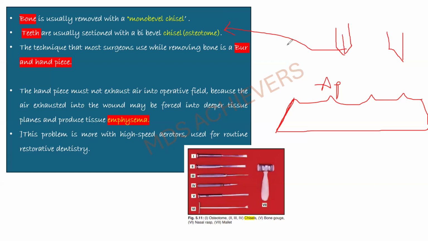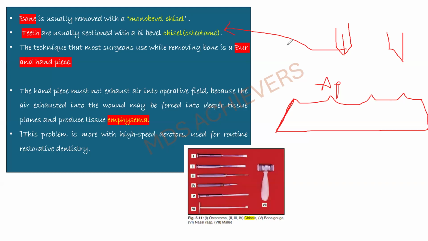And the technique that most surgeons use while removing bone is the burr and handpiece. Whenever we extract an impacted third molar, we will drill the tooth with the help of a burr, not at all with chiseling and hammering, right? Hammering is done for bone procedures. And the handpiece must not exhaust air into the operative field, because the air exhausted into the wound may be forced into deeper tissue, resulting in emphysema. And this problem is more with the high-speed air rotors used for routine work.